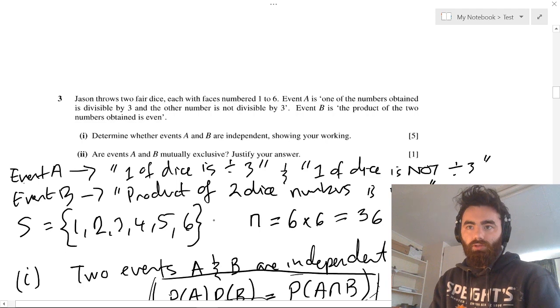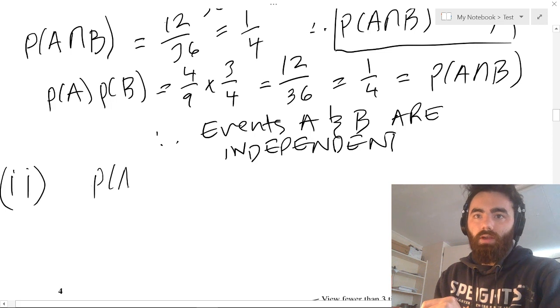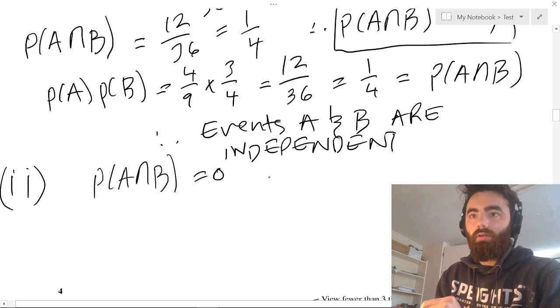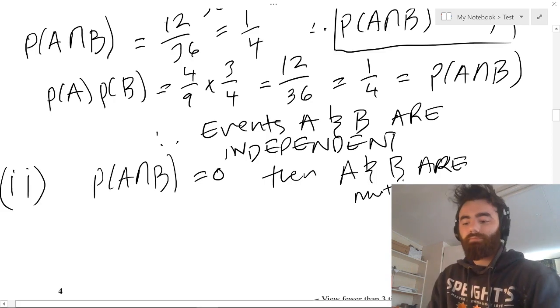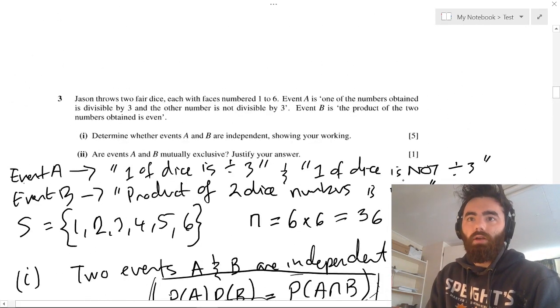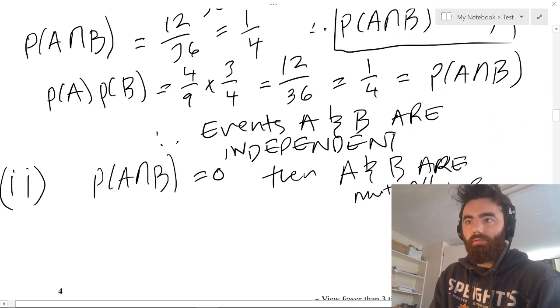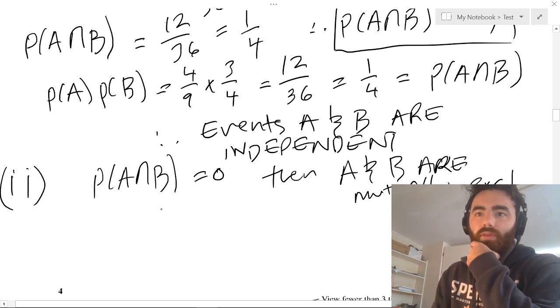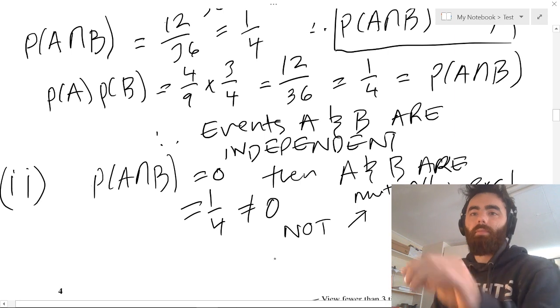Anyway, the events A and B are mutually exclusive. Well, this is just simply, if the probability of A intersect B equals 0, then A and B are, which kind of makes sense, mutually exclusive. And if we look up, they're clearly not. So mutually exclusive, well, this is not the case. It actually equals a quarter, right? Which is not equal to 0. So they're not mutually exclusive. Cool.